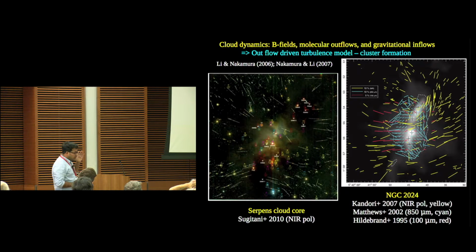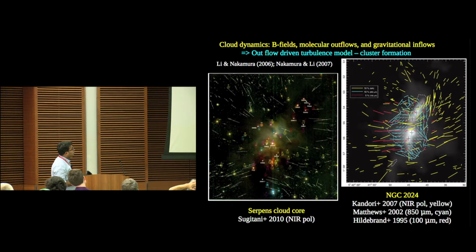Similar magnetic field orientation has been traced towards the Serpens molecular cloud as well as NGC 2024. The scale of these regions they have probed is less than 1 parsec, and this kind of magnetic field orientation is very important. In these results, they found that molecular outflows follow the magnetic field lines, and that the B fields are oriented perpendicular to the filament. And you can clearly see the hourglass-shaped magnetic field lines.